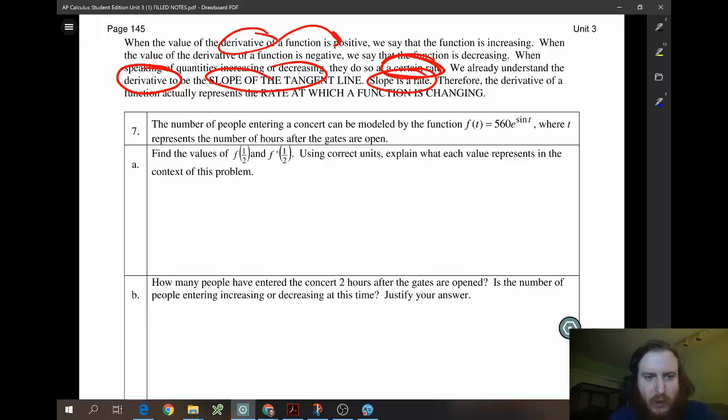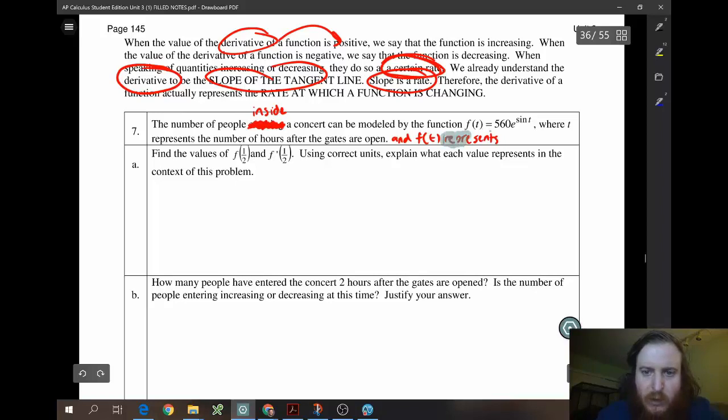Now, the way I wrote this first one, the way this is written, I don't like it. So I want us to cross out the word entering, and the AP test I don't think would write it this way. And let's just say the number of people inside a concert can be modeled by the function f of t equals 560 e to the sine t, where t represents the number of hours after the gates open, and an AP test might even add, and f of t is or represents the number of people inside. They kind of already said that, but just to kind of hammer it home.